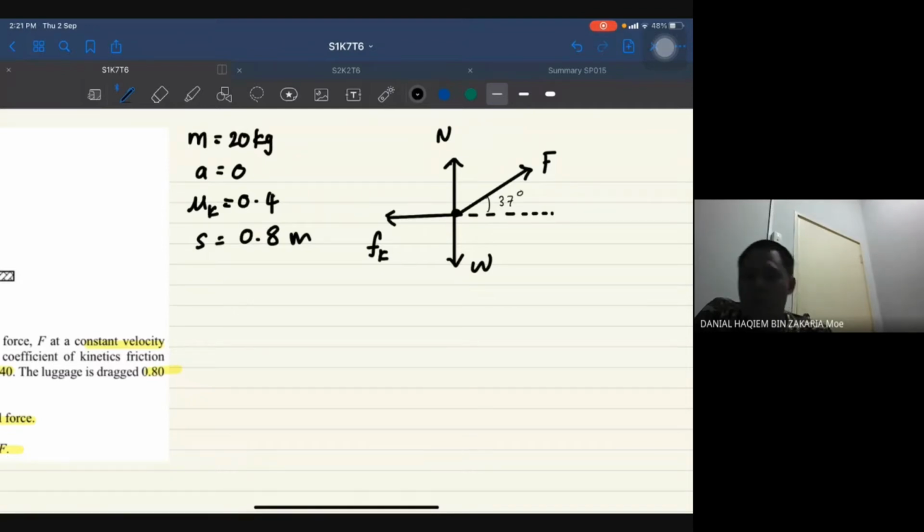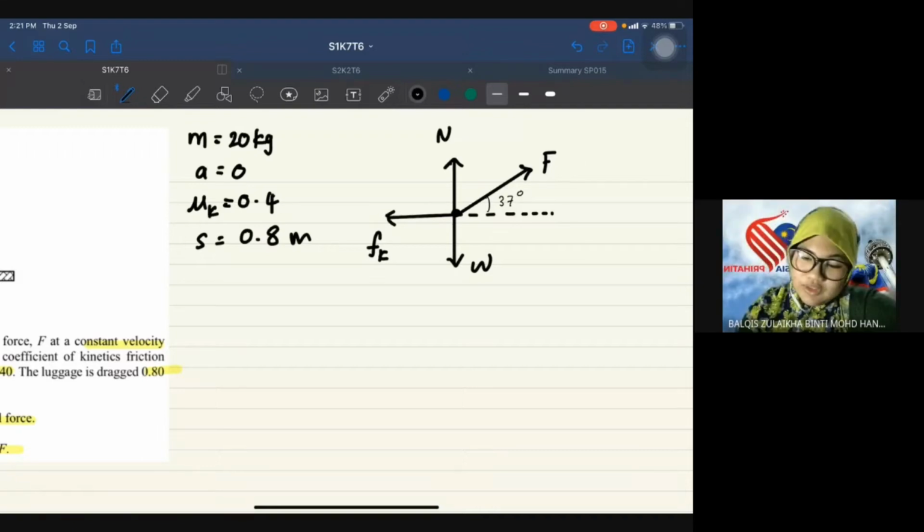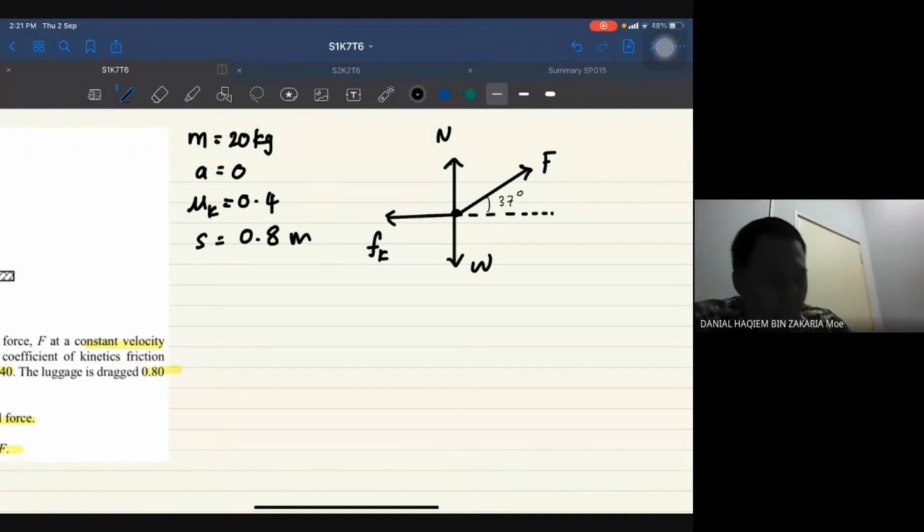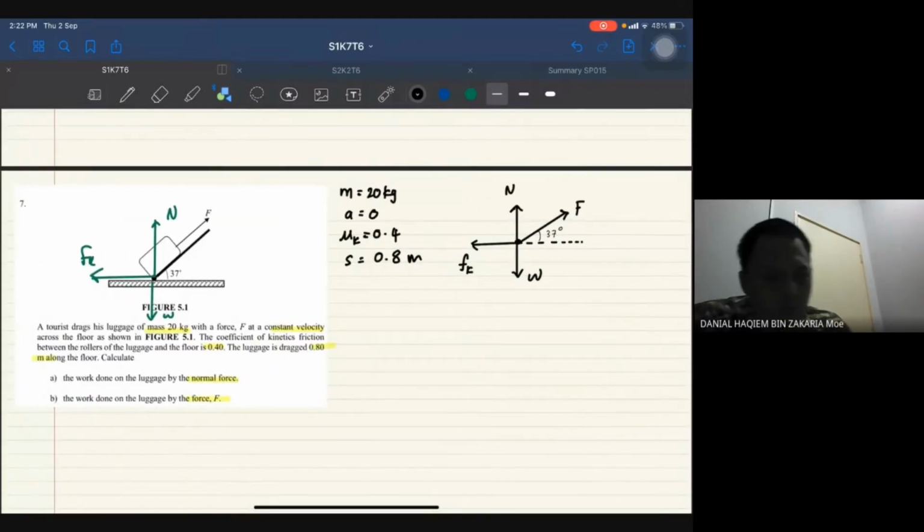Okay, so far, any question regarding the FBD? Did you guys get the same FBD or a different one? Same as mine? Same, sir, same. Okay. Now, you don't have the a, but you do know the direction of S. So which direction is S? To the right. Right.